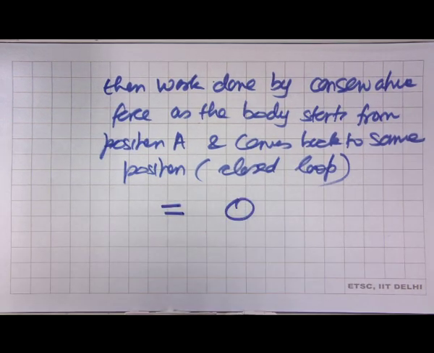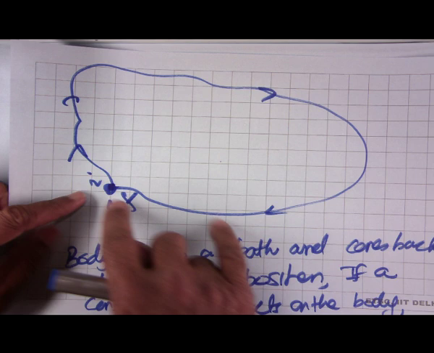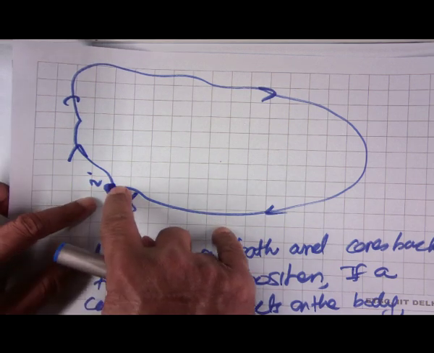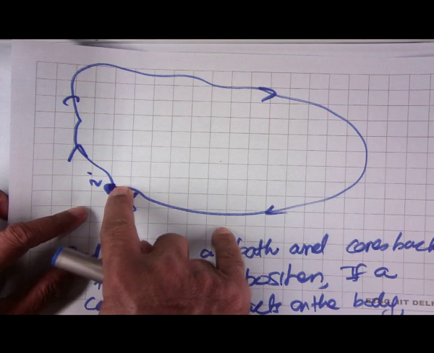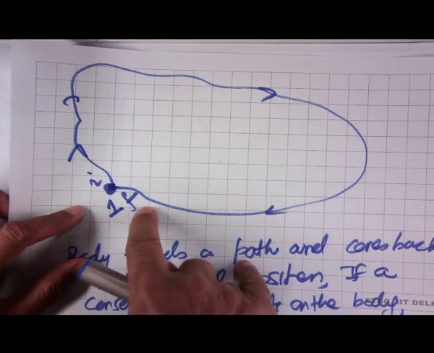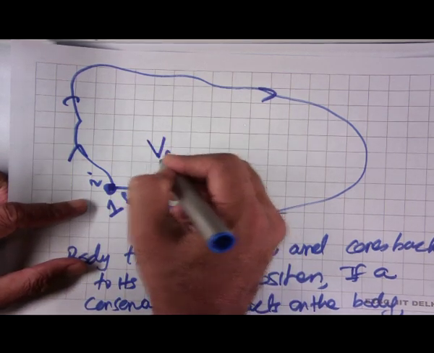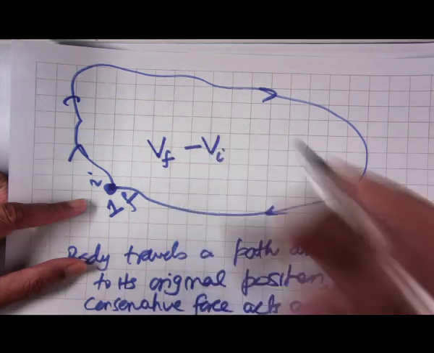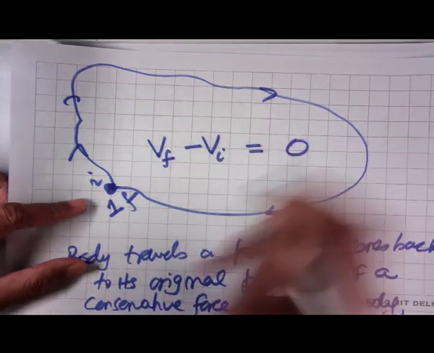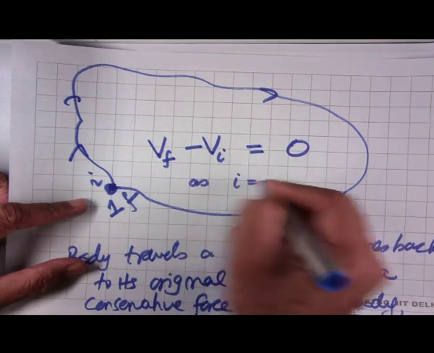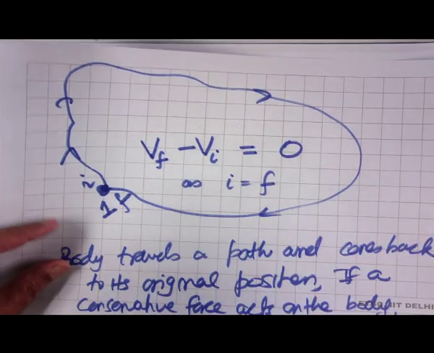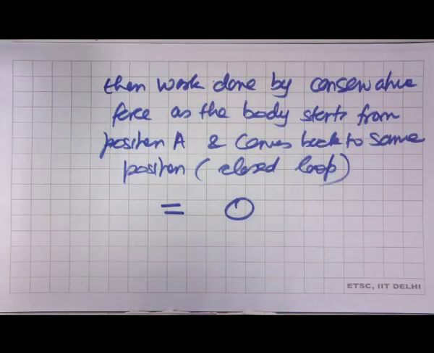will be equal to 0. Why? Because the work done can be written as change in potential energy, and potential energy is only a function of position. So, Vf minus Vi, the potential energy at the final point minus the potential energy at the initial point, will be equal to 0, as position i is the same as position f. So, the work done by a conservative force when the body moves in a closed loop is equal to 0.